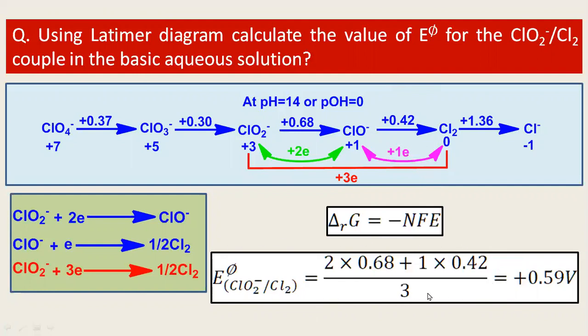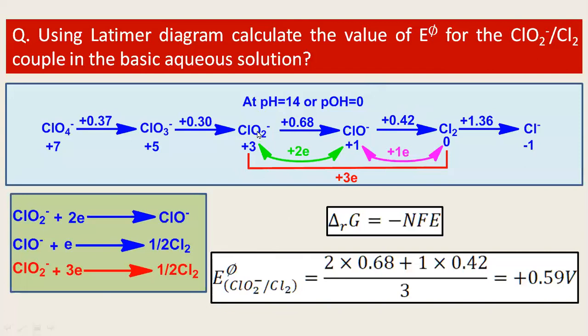Now I want the reduction potential for this reaction, ClO2 minus to chlorine. In order to determine the potential, what I have to do is look at the Latimer diagram and see whether any intermediate steps are there or not. Okay. So the Latimer diagram says that yes, there is one species involved. I cannot go directly. Now it's very easy. What to do?